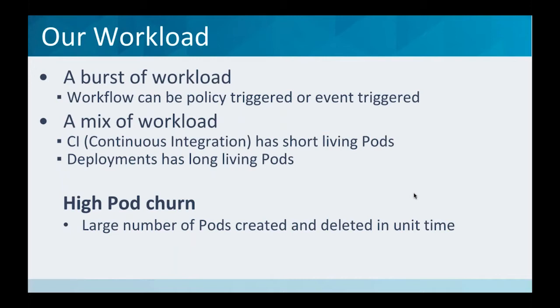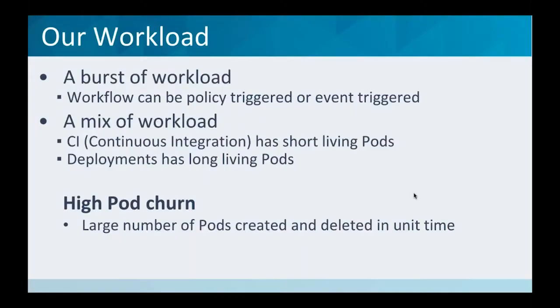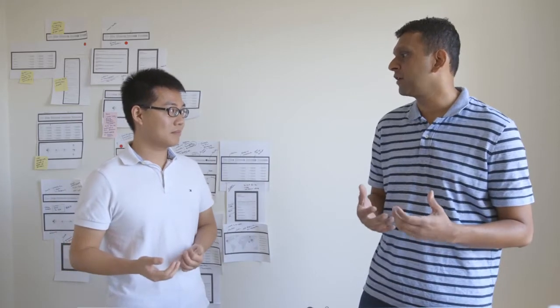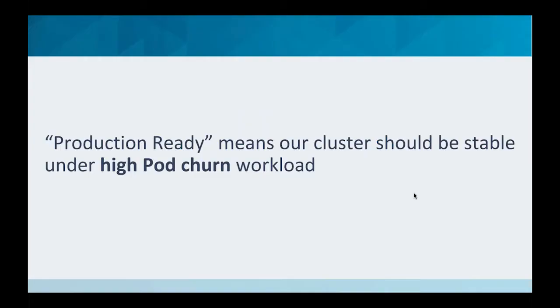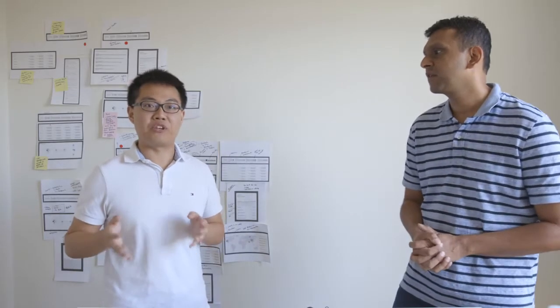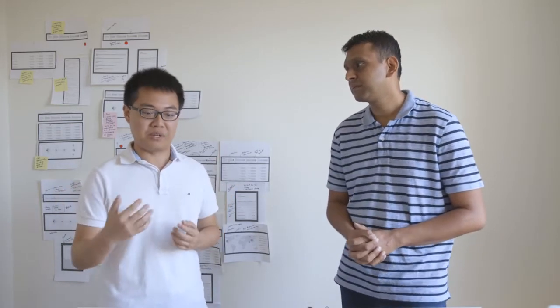So we are now coming to how we are defining what stability is for our system. What we find is that this pod churn, the notion of pods getting created and deleted in unit time, is what defines our stability. Exactly. And so the production ready cluster needs to be stable in the presence of this kind of pod churn. Yes, especially we're pressuring our cluster with very high pod churn to make sure that our cluster can be suitable for any kind of arbitrary customer workload.